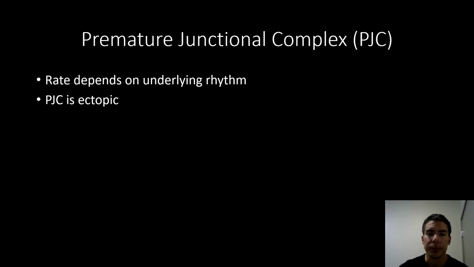Alright, so premature junctional complex. I don't have a tracing for this because the site I use for these doesn't have those, which is weird, but it's exactly the same as a PAC or a premature atrial complex. The only difference is there's going to be an inverted P wave or no P wave.